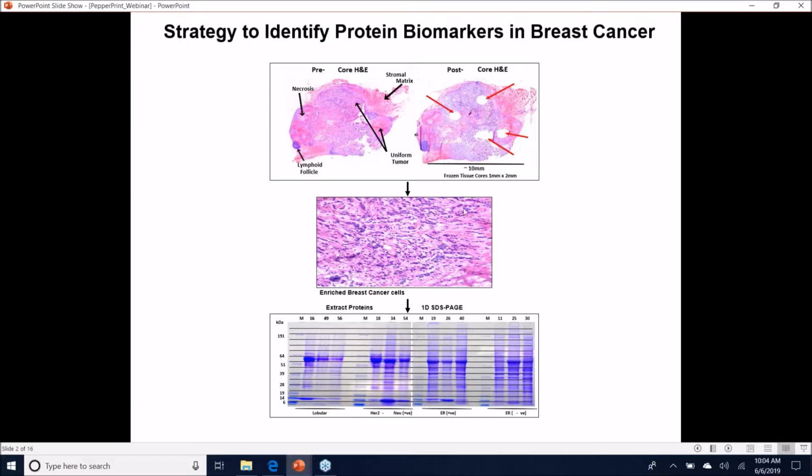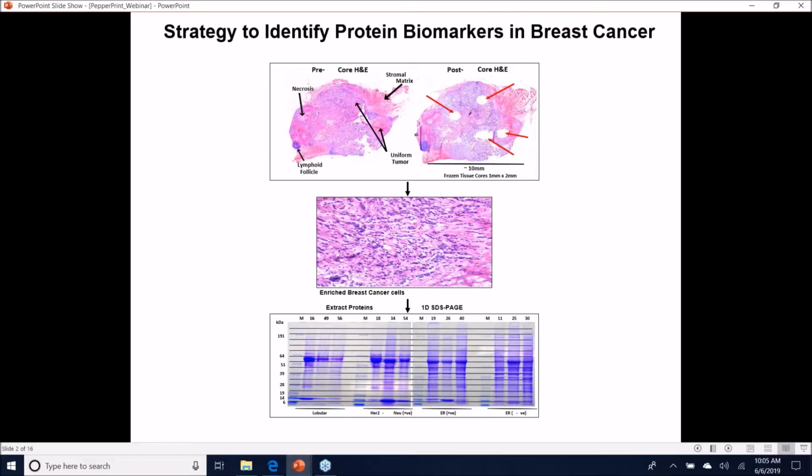For example, if you look at this slide, these are breast cancer tissue. These are stained with H&E. And you can see the cancer and surrounding stroma matrix, as well as a lot of lymphoid follicles that invade and try to attack the tumors. And we are now appreciating more and more why these are very important for immunity.